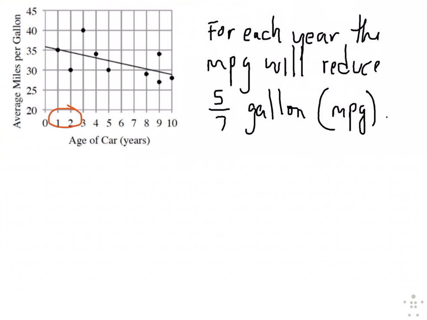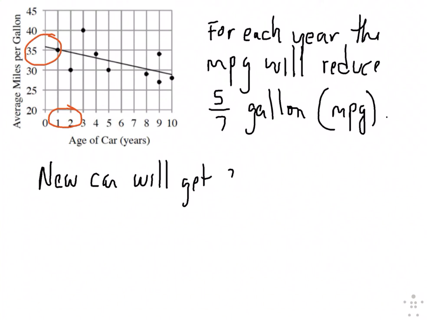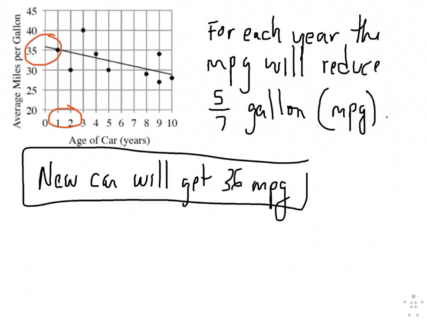The y-intercept, remember, is here. The y-intercept means that a car that's 0 years old, but we don't say a car that's 0 years old, we say a new car, will get 36 miles per gallon. Clearly a little outdated. We probably get better than that now. But that's what those two mean.